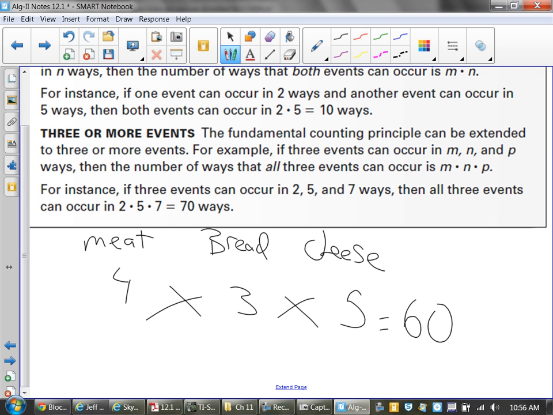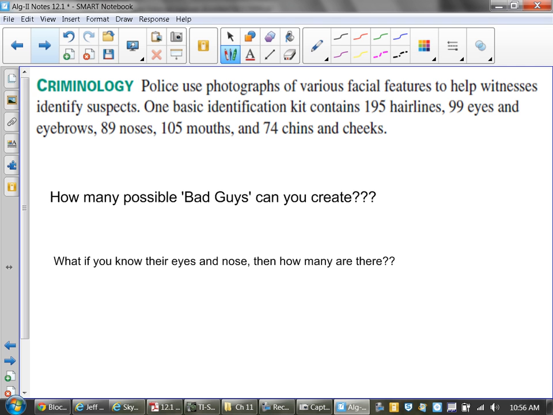When things start to get a little bit interesting is when you can use it for sketching. Say someone stole your calculator and they were a masked man. You go down to see Lockhart. Lockhart's got his book of perps. Making stuff up. And in that perp book, there are 195 hairlines, 99 eyes, 89 noses, 105 mouths, and 74 chins. Oh, wait, you forgot ears, and it's combined.